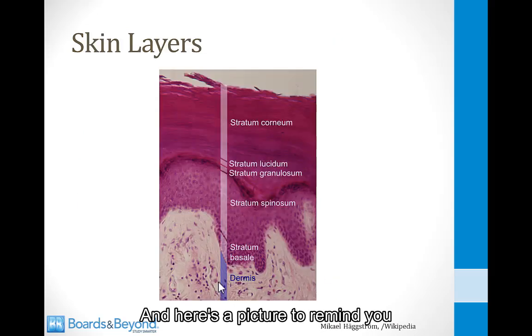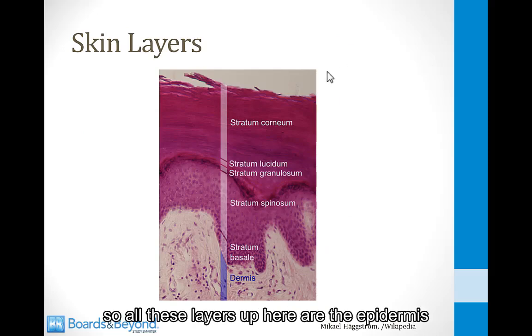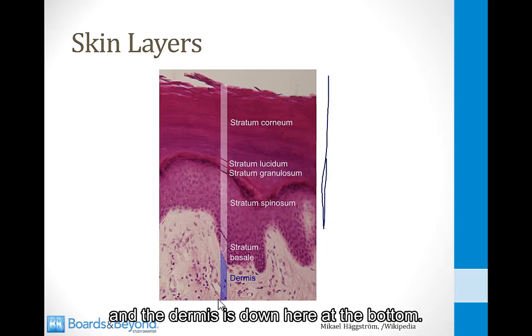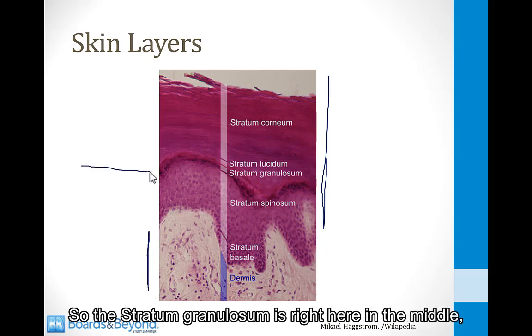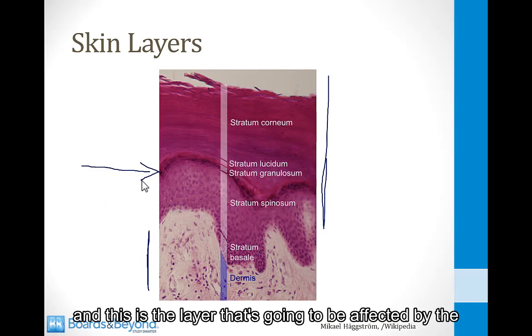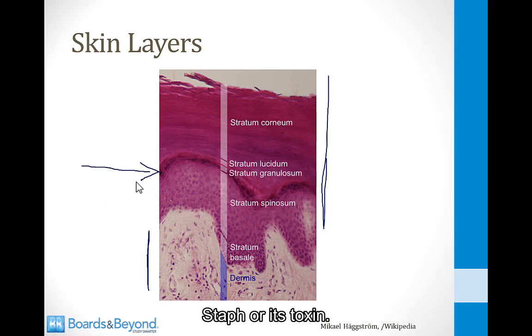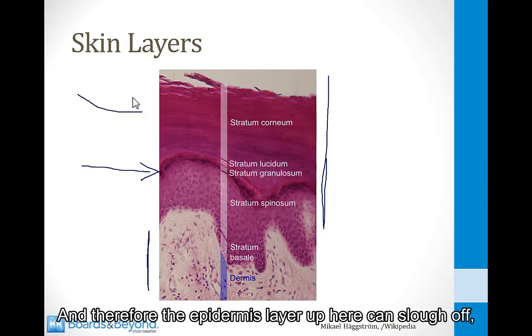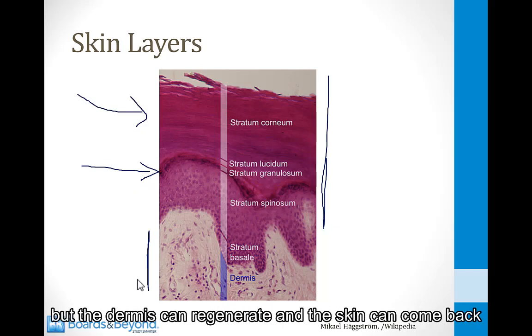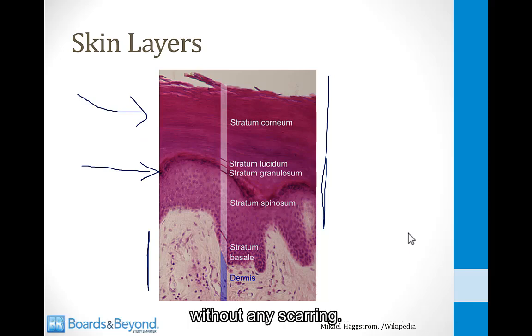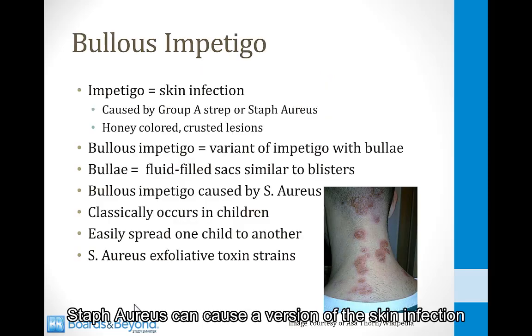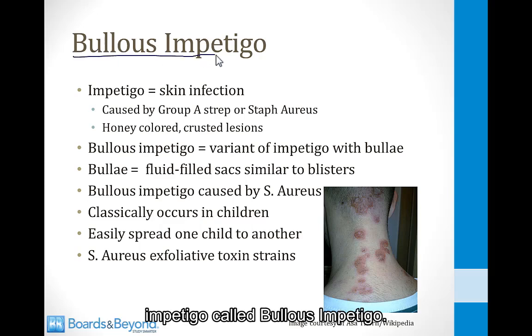And here's a picture to remind you of the layers of the skin. So all these layers up here are the epidermis, and the dermis is down here at the bottom. So the stratum granulosum is right here in the middle, and this is the layer that's going to be affected by the Staph aureus toxin. And therefore, the epidermis layer up here can slough off, but the dermis can regenerate and the skin can come back without any scarring.